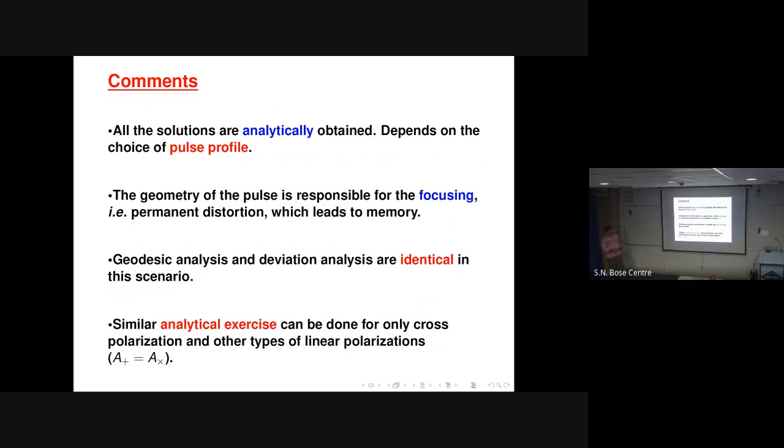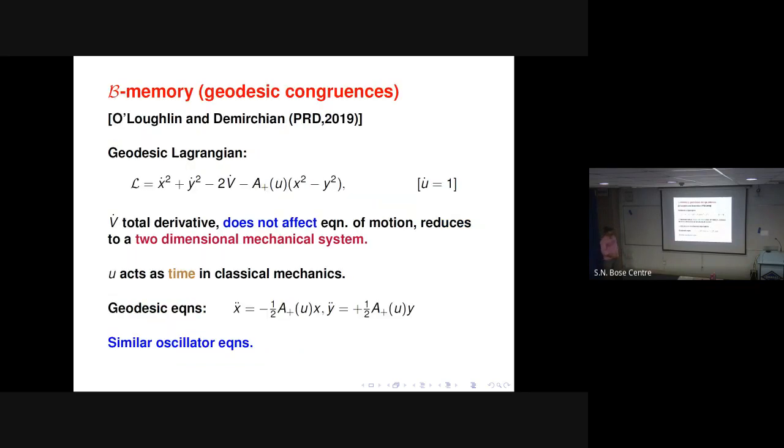So all the solutions here are analytically obtained and they depend on the pulse profile choice like this. And the geometry of the pulse is responsible for focusing, which leads to the permanent distortion that I showed here. The geodesic and deviation analyses are identical. And a similar analytical exercise can be done for cross polarization or other types of linear polarizations like A plus equal to A plus. So now I will study what happens in terms of geodesic congruences.